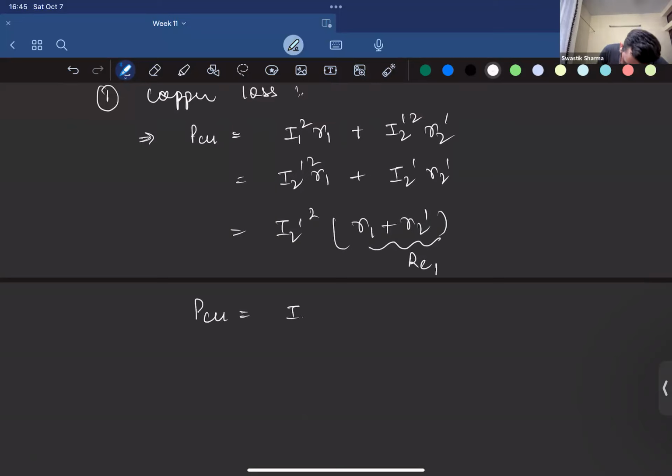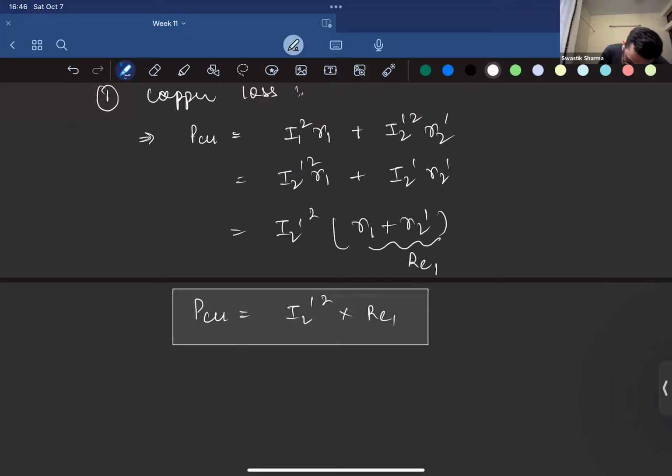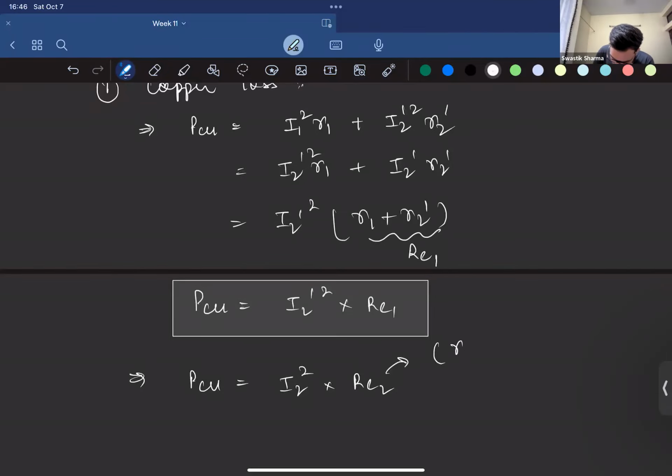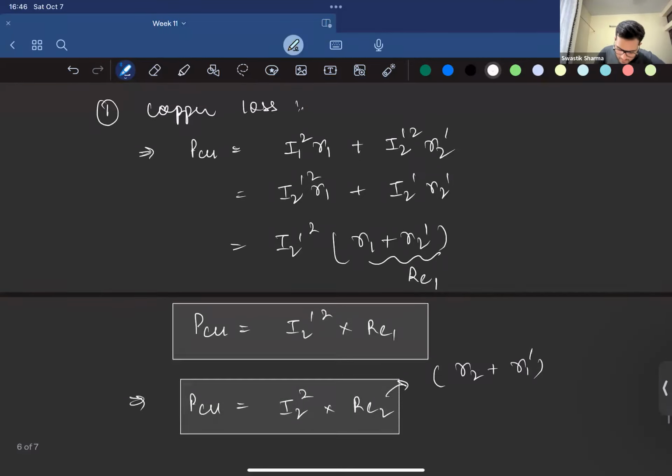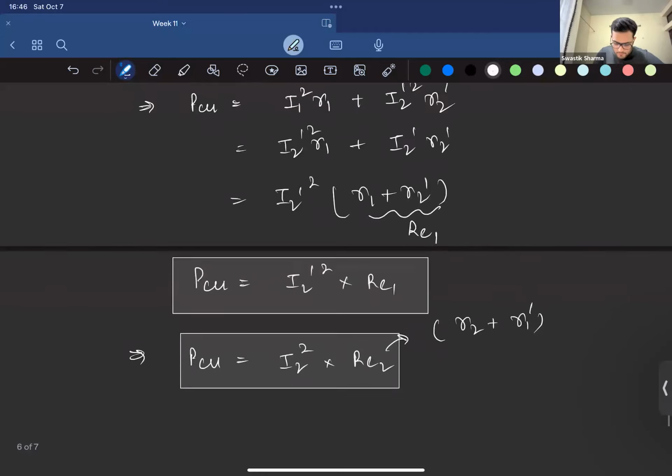So the copper loss we can write like this, I1 square times Re1. Or the same thing, if we transfer the whole thing to the secondary side, can be written as PCU equals I2 square into Re2, where Re2 is nothing but R2 plus R1 dash, right? So where Re2 is the equivalent resistance referred to the secondary side. Okay, so this is how we can represent our copper losses too. So this is one way.